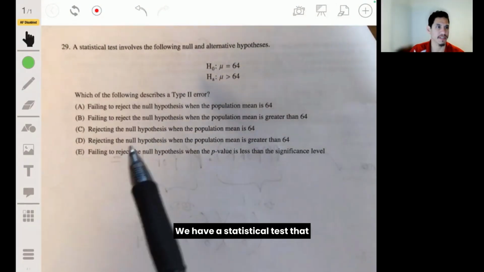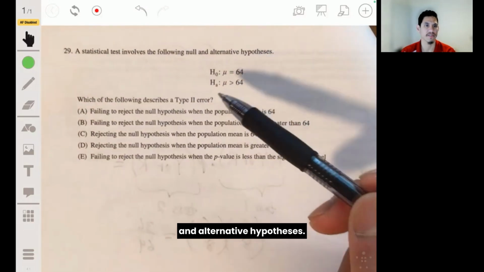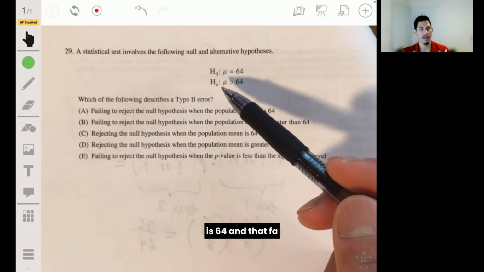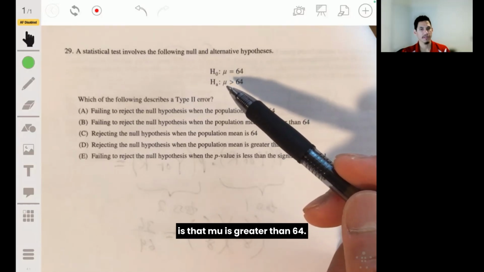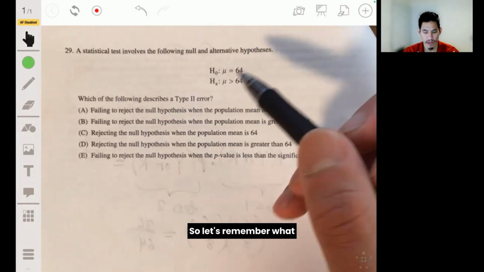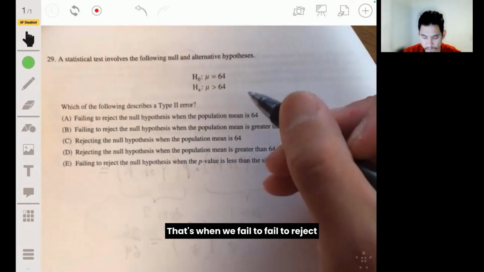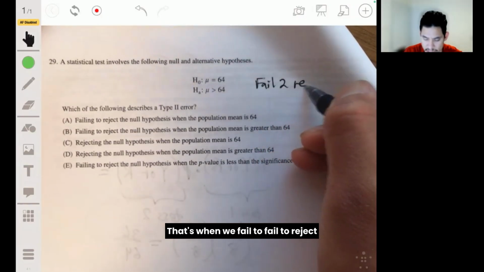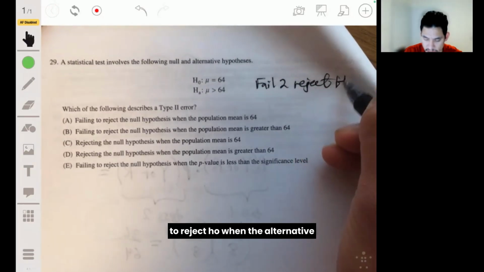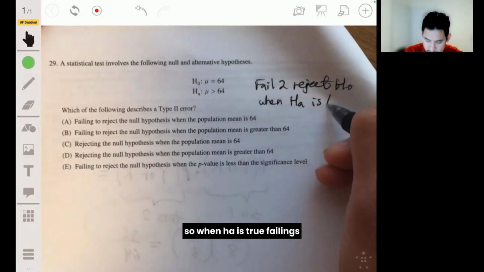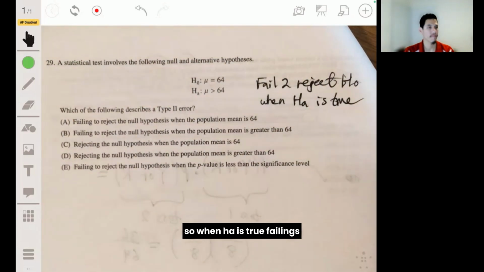All right, 29, we have a statistical test that involves the following null and alternative hypotheses. We have that H0 is that mu is 64, and that HA, the alternative hypothesis, is that mu is greater than 64. So which of the following describes the type 2 error? So let's remember what the type 2 error is. That's when we fail to reject the null hypothesis, fail to reject H0, when the alternative, so when HA is true. Failing to reject the null hypothesis when the alternative is true.